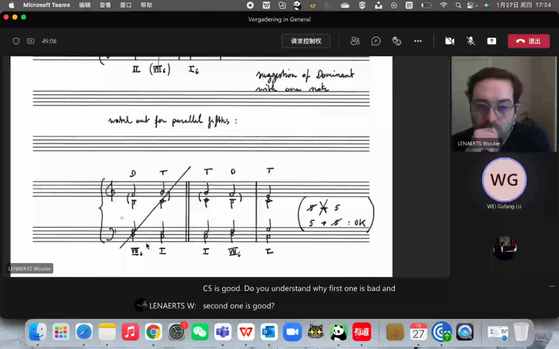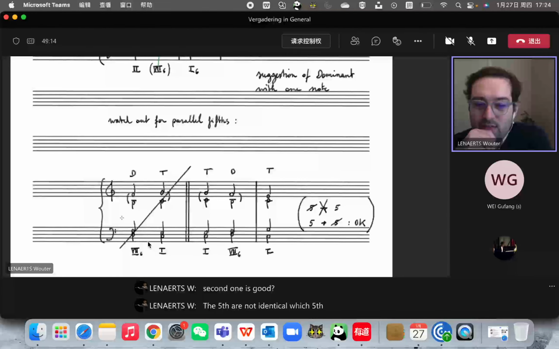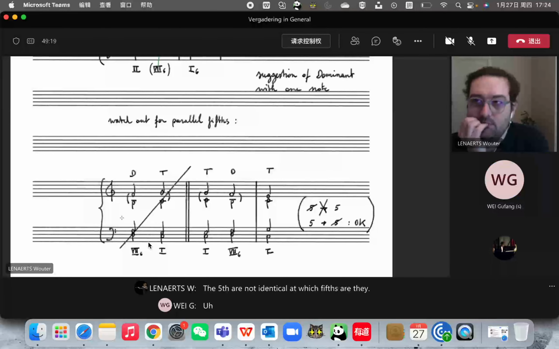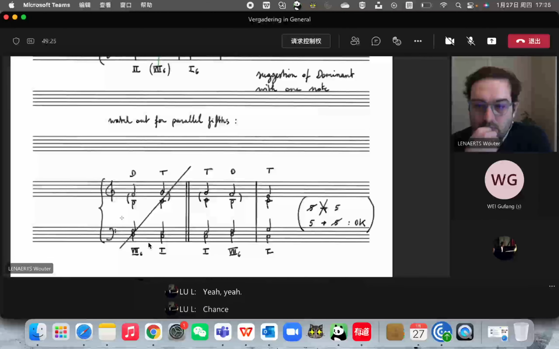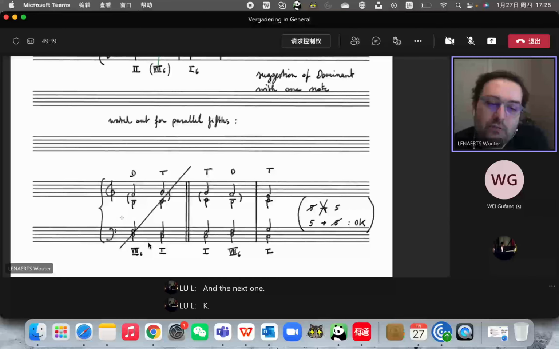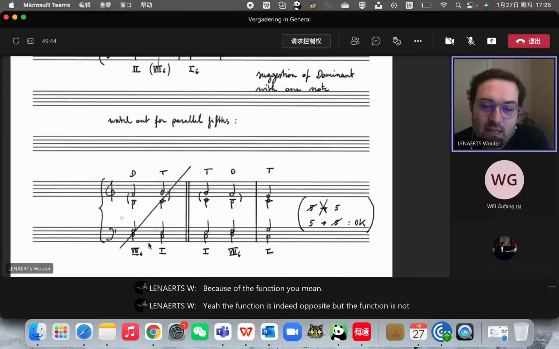The fifths are not identical, huh? Which fifths are they? I think the seventh part is a passing part. It connects the tonic. Okay. Because of the function, you mean? Yeah, the function is indeed opposite, but the function is not actually the reason that it's good or bad. No. It's because of the fifth itself.